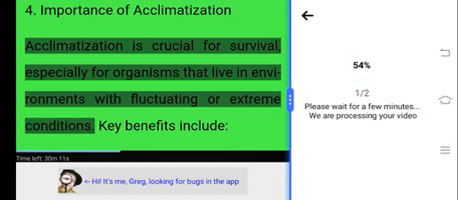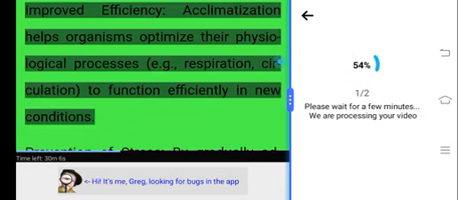4. Importance of acclimatization. Acclimatization is crucial for survival, especially for organisms that live in environments with fluctuating or extreme conditions. Key benefits include: improved efficiency. Acclimatization helps organisms optimize their physiological processes, e.g., respiration, circulation, to function efficiently in new conditions.